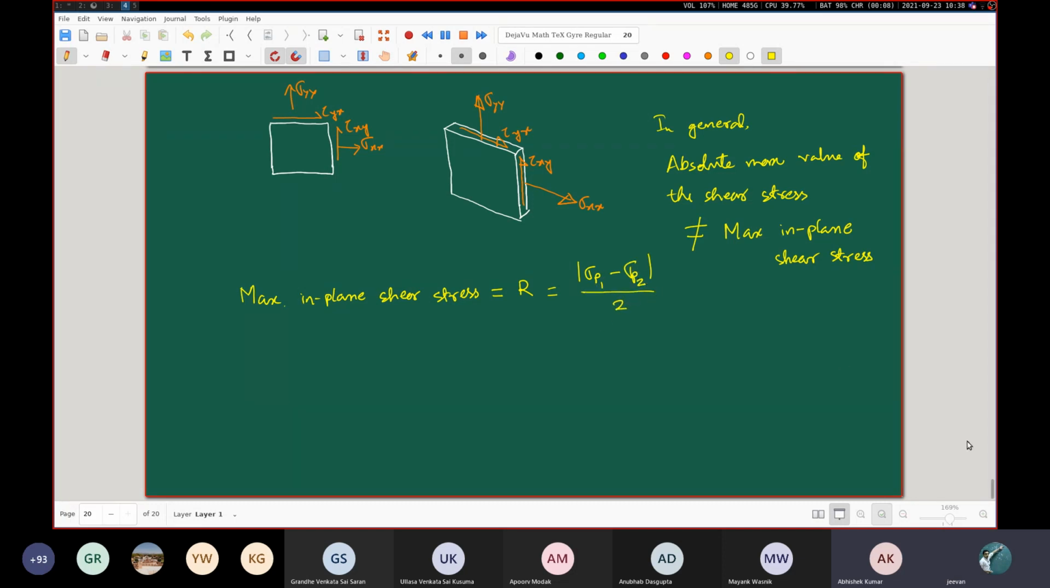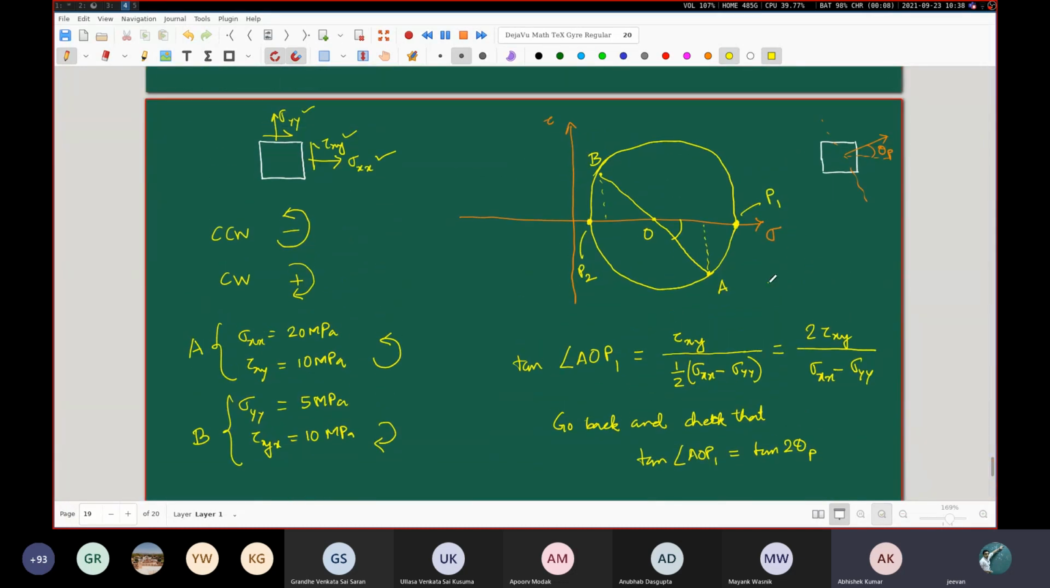Now let me reveal to you why this is so. Let's go back to the Mohr circle. You see here it is sigma P1. Here it is sigma P2. This entire thing is the diameter, that is twice R. So twice R is equal to sigma P1 minus sigma P2. That is why R is equal to sigma P1 minus sigma P2 by 2. So remember this. And because R cannot be a negative quantity, for this particular diagram it's fine that sigma P1 is greater than sigma P2, but in general, we write it with an absolute value so that it is ensured to be a positive value.